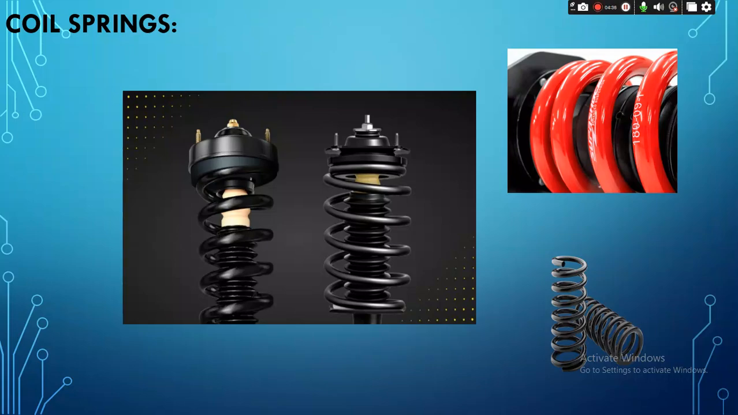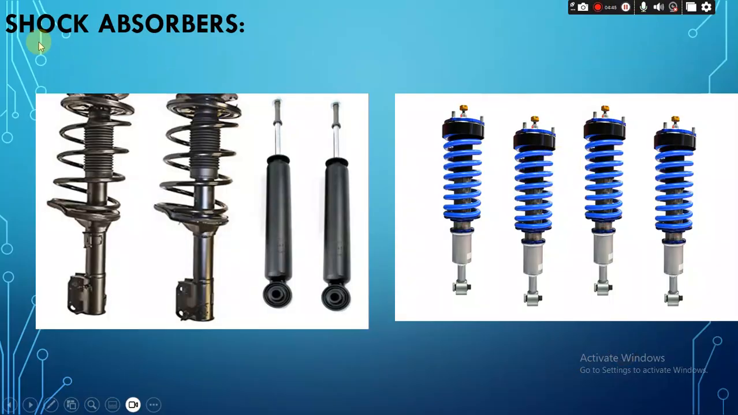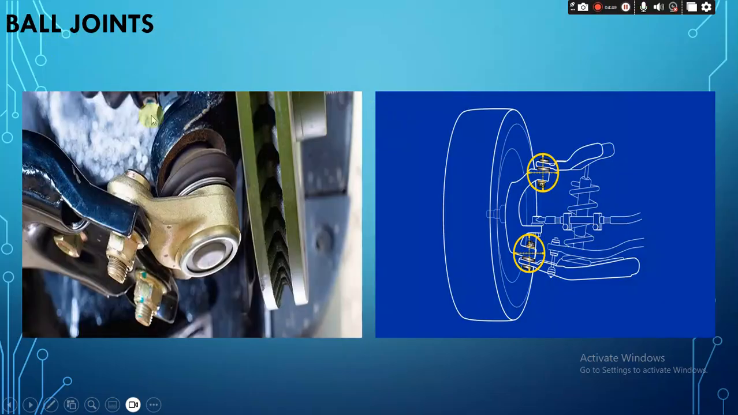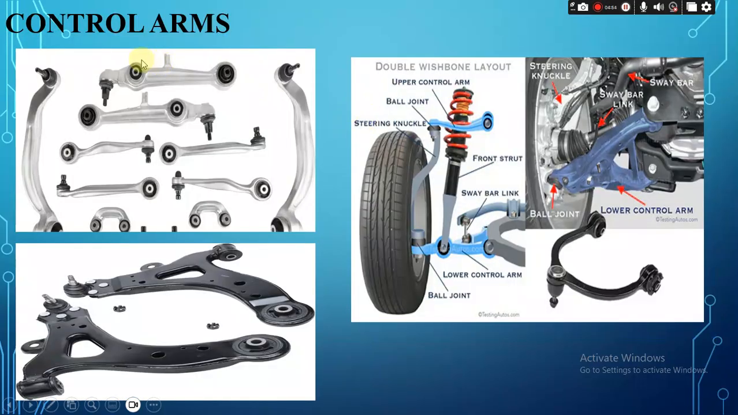Now let's review the main parts of suspension system with their pictures. Coil springs, shock absorbers, ball joints, control arms.